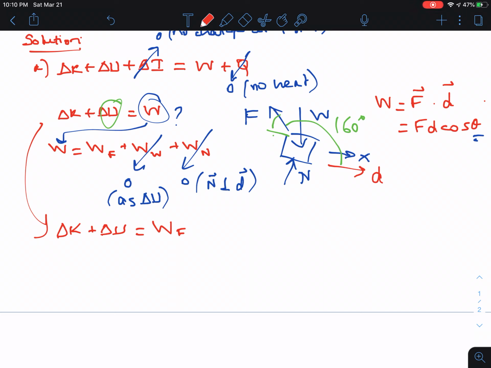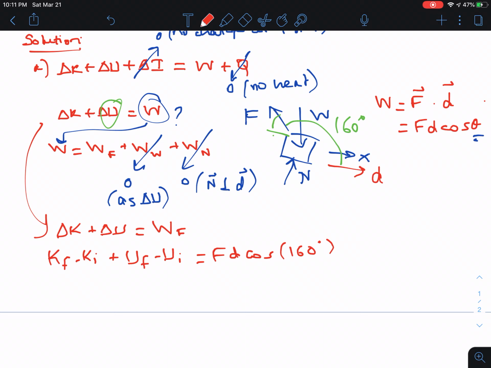What is delta K? It is final minus initial. What is delta U? Again, final minus initial, but in the form of potential energy. And what is WF? Using the work definition, F D cosine theta, so it's F times D times cosine of 160, right, as we figured it out. Okay, so let's now think about the energy terms again. Do we have any zero energy terms?